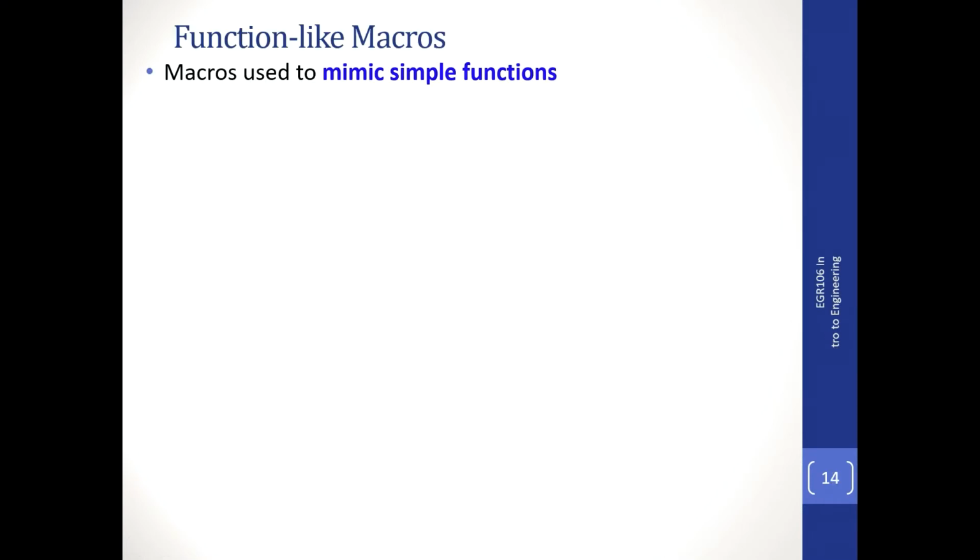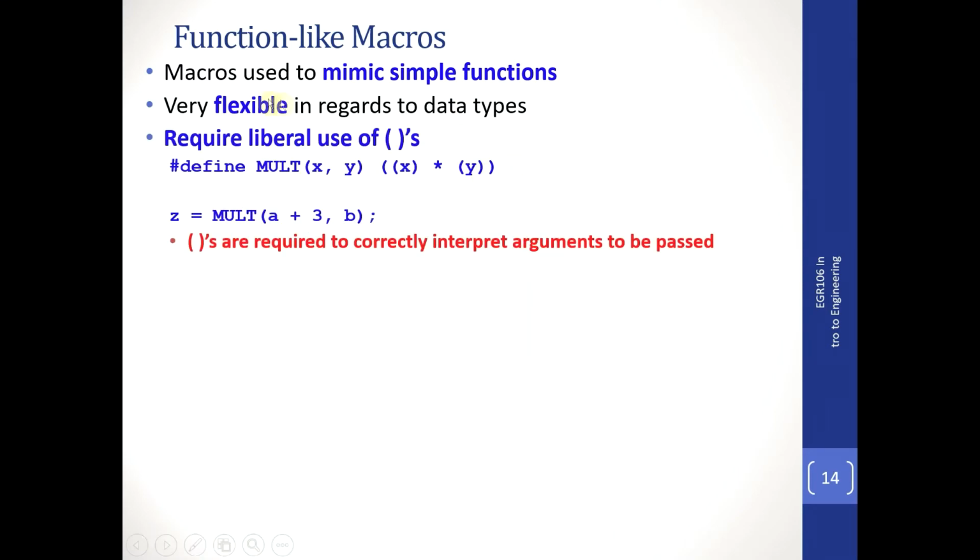Now we also have function-like macros. These can mimic very simple functions. We can't do super complicated functions, but very simple functions can be done simply with macros. They're extremely flexible because we don't have to tell it what data types we're going to use. Remember though, to use the liberal use of parentheses, but you must always have parentheses around each individual variable. Now why? Because I could actually plug in some addition as the variable itself. So parentheses are required around each individual argument so that you can replace it with addition or subtraction or something a little more complex.